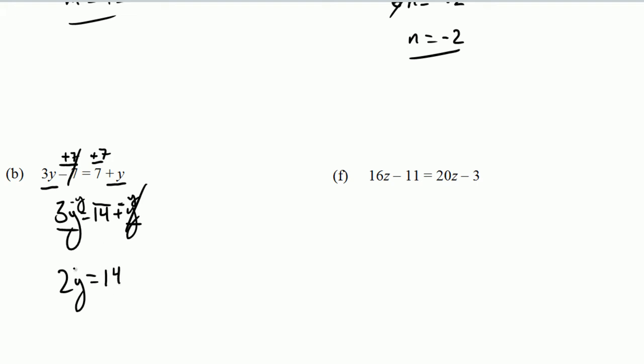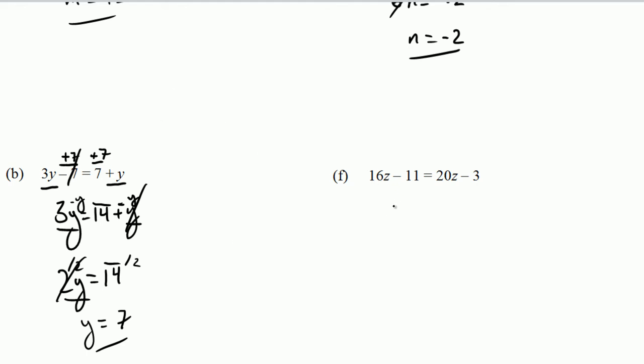And now we have all the letters on the left hand side and all the numbers, just the numbers, on the right hand side. So if you like, we can underline and overline again. And so finally, we have 2 times y equals 14. Well, what's the opposite of times 2? Divided by 2. So we do that on both sides. That gets cancelled, and we're left with y equals 14 divided by 2 is 7, and that's our answer.